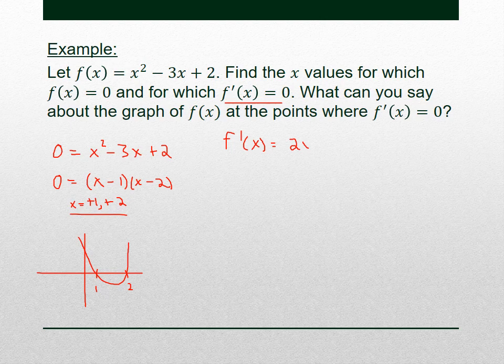So that first derivative is 0 at 3 halves, which is 1 and a half right here. So something like that. So what can you say about the graph? Well, it means it has a horizontal tangent line there, right? The first derivative tells you the slope of the tangent line. And if that's equal to 0, that means the slope of the tangent line is 0, so it's horizontal. And that's what we can say about the graph. It's got a horizontal tangent line there.